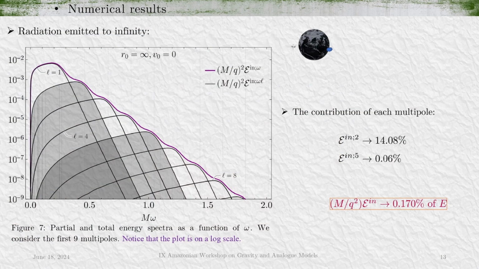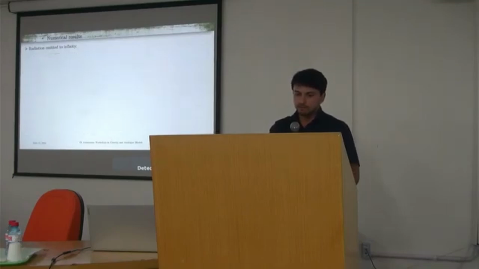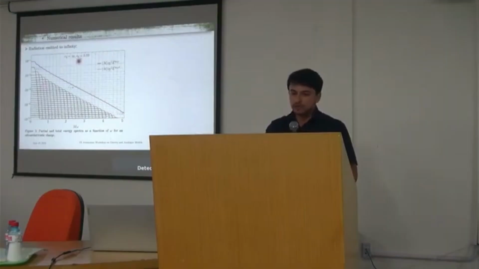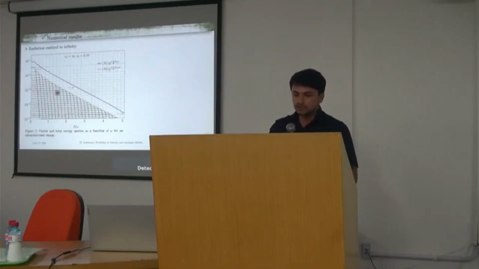So we can make some other conclusions, such as the multipolar distributions. In this case, the radiation is mostly of dipolar origin. We can also investigate the influence of the non-vanishing initial velocity, in this case, for an ultra-relativistic charge that is falling from infinity. So we see that the spectrum is almost flat up to a cutoff frequency. This cutoff frequency turns out to be the black hole quasi-normal modes.